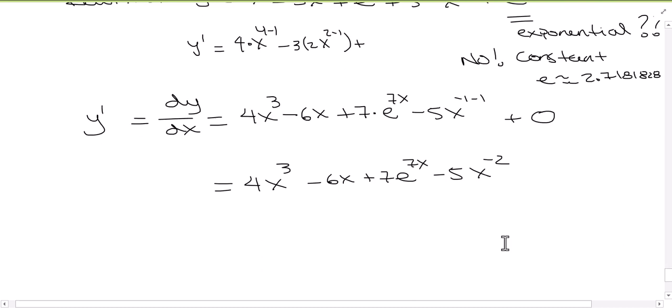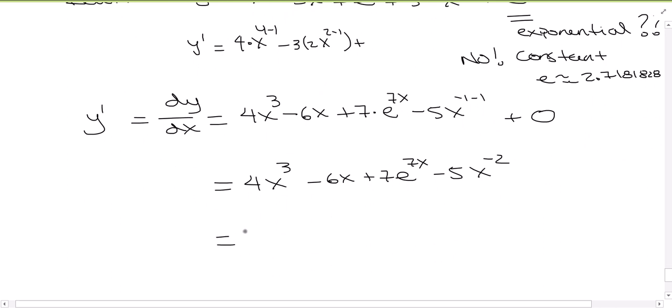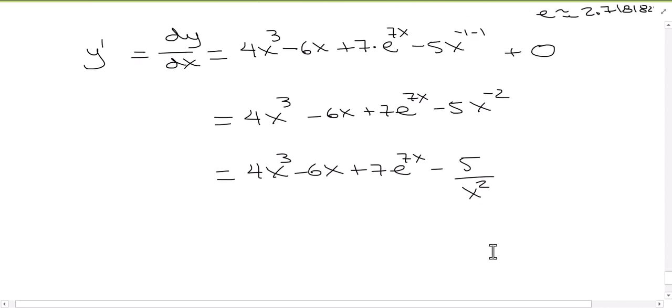So that looks like our derivative, but we have a negative exponent, so we don't want that. So rewrite everything with a positive exponent. And so this will be minus 5 over x squared. Again, who does the negative belong to? Just to the x. If I had parentheses, 5x quantity to the minus 2, then I would move the 5 down as well. So be careful about those little mistakes.